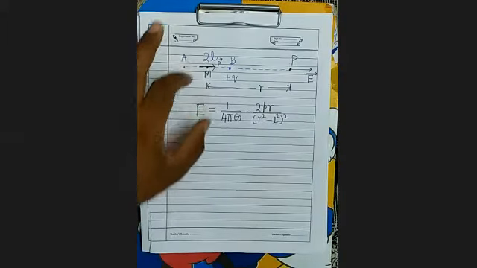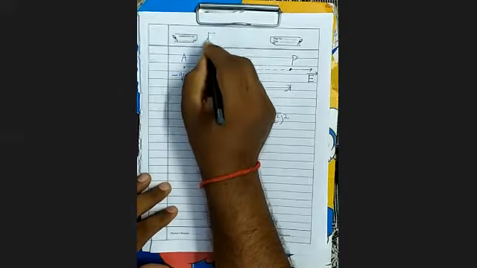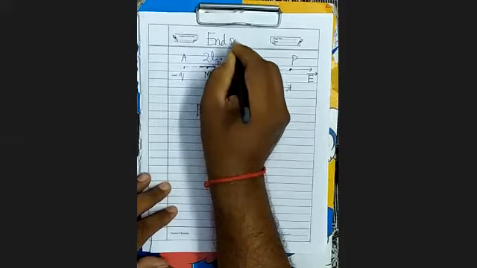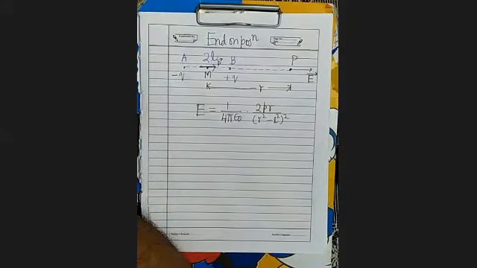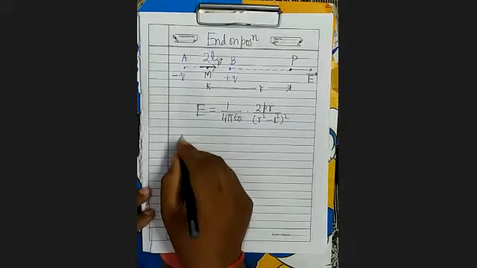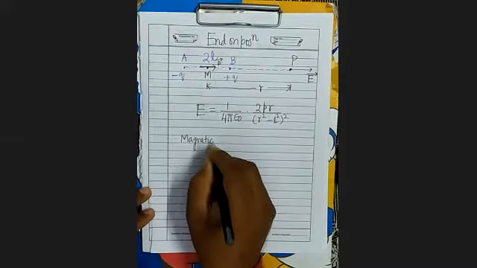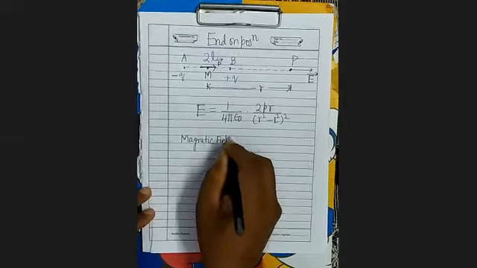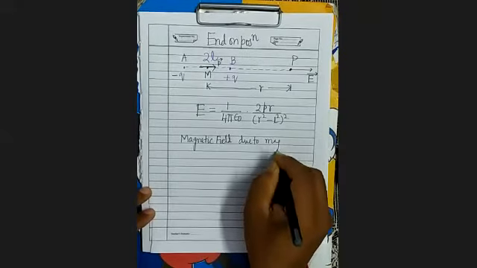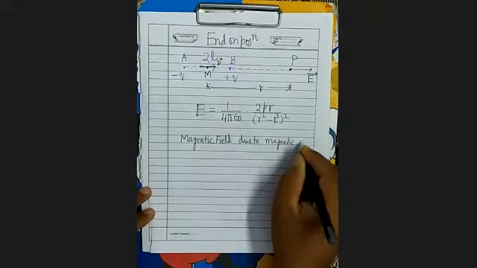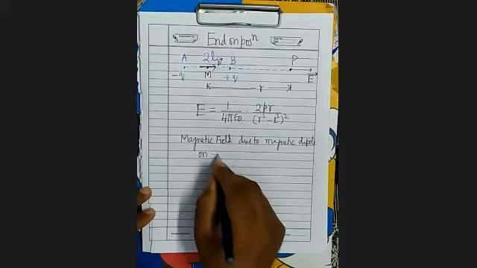Now the same concept we will apply to the magnetic dipole. It is in the end-on position. All of you see here: what is the magnetic field due to a magnetic dipole in the end-on position?